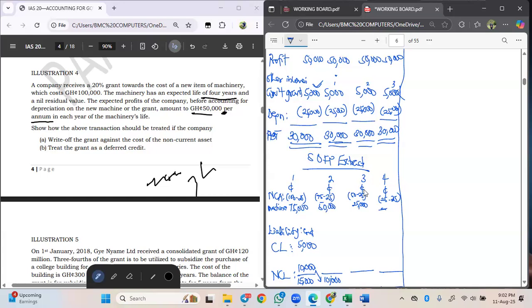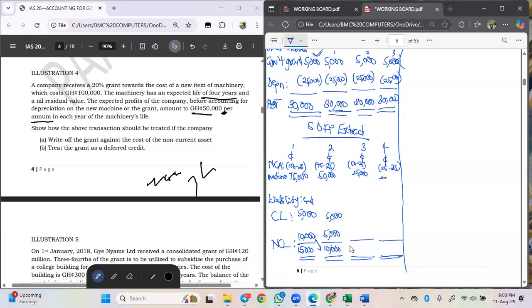5,000 will be paid in year 3, and the next 5,000 will be paid in the next 2 years. That's year 4. So 5,000 will be here, 5,000 will be here. Now the balance you will be having as at year 3 will be 5,000.